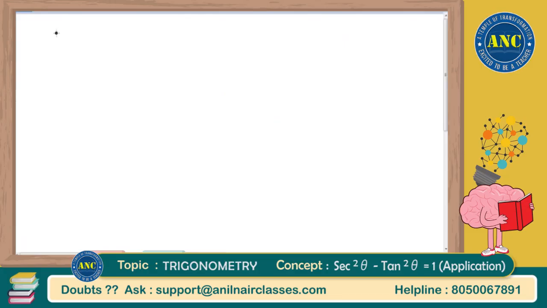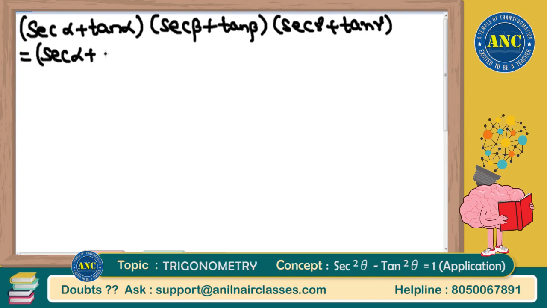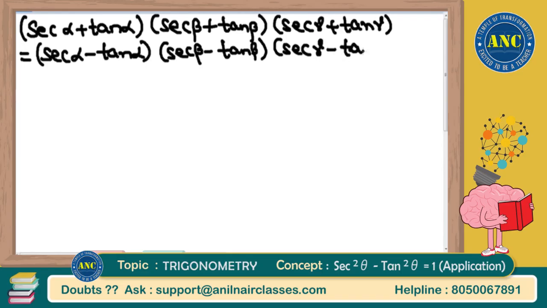Next one. Very, very good question again. See this question, sir. (secant alpha plus tan alpha) into (secant beta plus tan beta) into (secant gamma plus tan gamma) is equal to (secant alpha minus tan alpha) into (secant beta minus tan beta) into (secant gamma minus tan gamma). These two are equal, and you need to find that value itself.